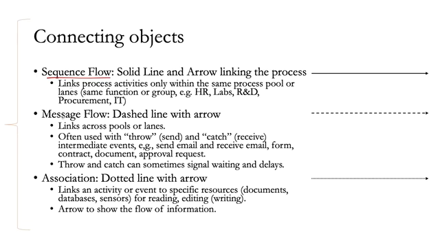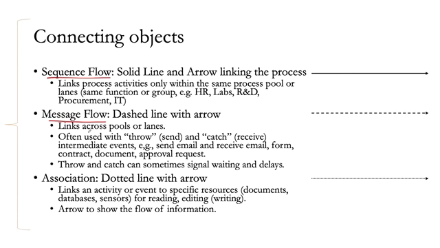However, there comes an interesting one, which is a message flow. A message flow is shown as a dashed line with an arrow. This basically links you across different pools. So for example, if you're sending something for verification on the cloud, that would be a message flow.